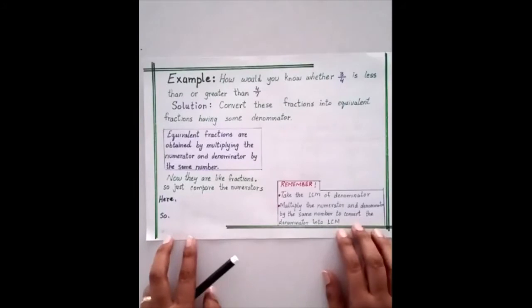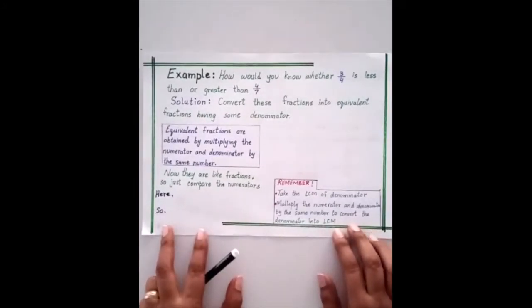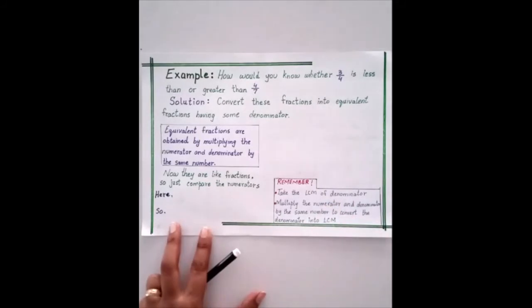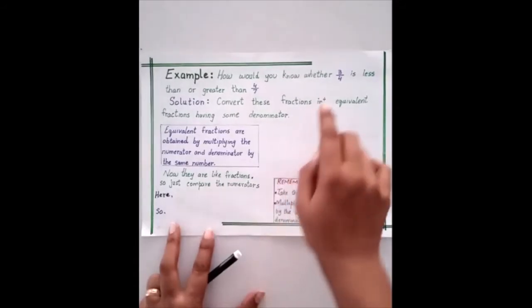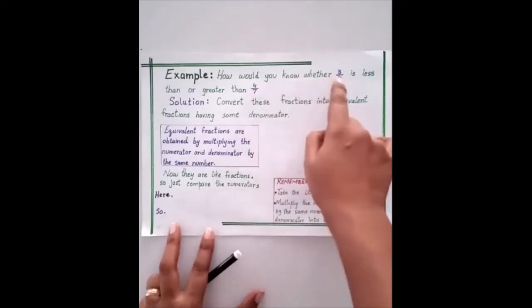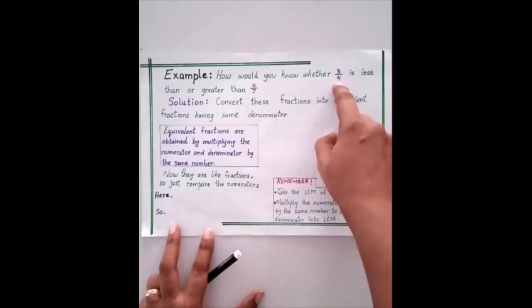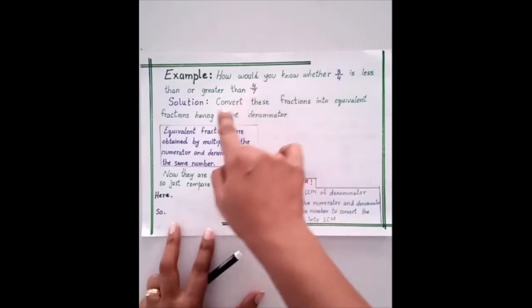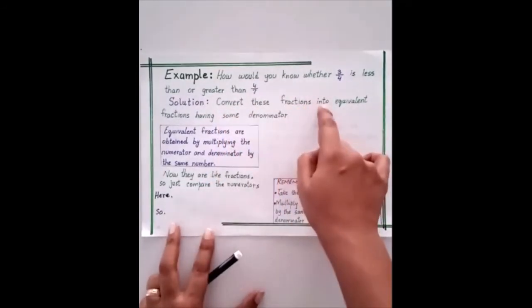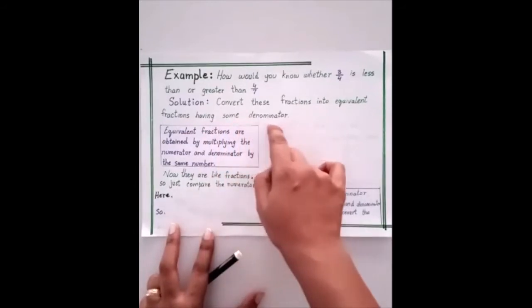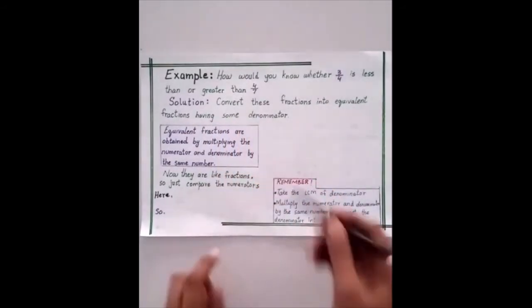You will understand equivalent fractions with the help of this example. How would you know whether 3 upon 4 is less than or greater than 4 upon 7? In the last slide, you have seen the like fractions. The denominators were the same, but in this question, denominators are different. 3 upon 4, 4 upon 7. Denominators are 4 and 7. So what we have to do here is convert these fractions into equivalent fractions having the same denominator.